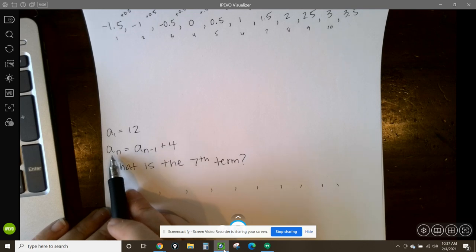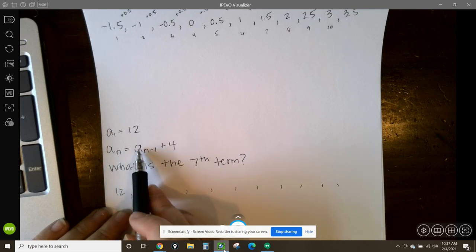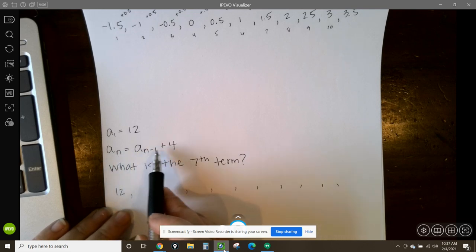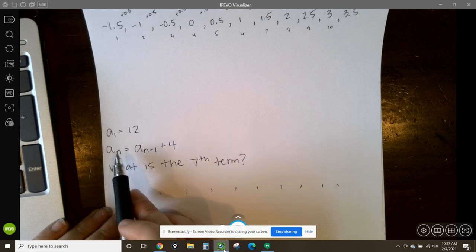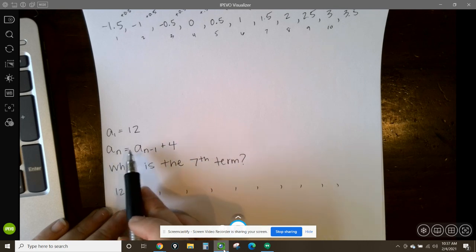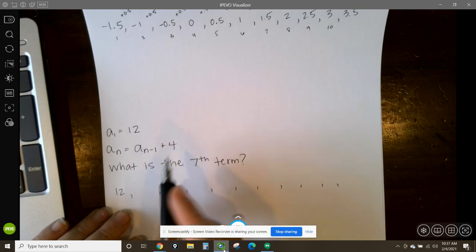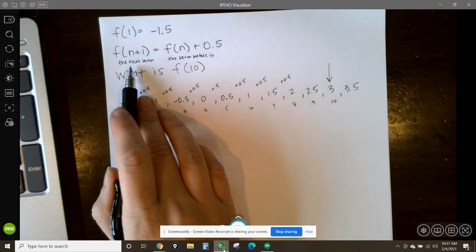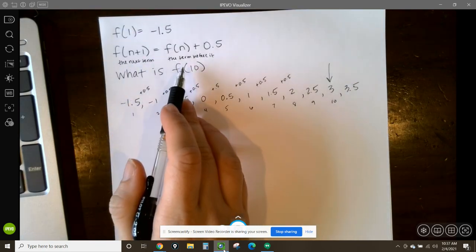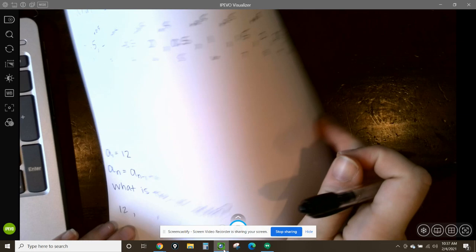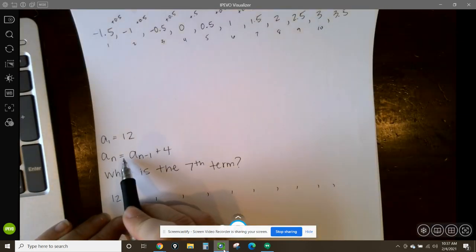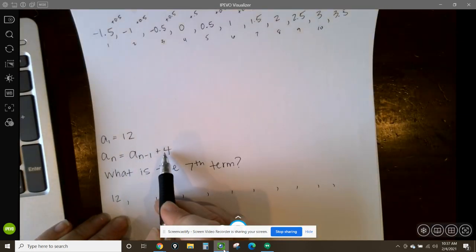Then this one says a sub n equals a sub n minus 1 plus 4. What that means is the next term equals the term before it. That's why this one is an n minus 1. The term before it plus 4. Same thing as up here: the next term equals the term before it and then something. So this one is the next term equals the term before it plus 4. My rule is I'm adding 4 every time.